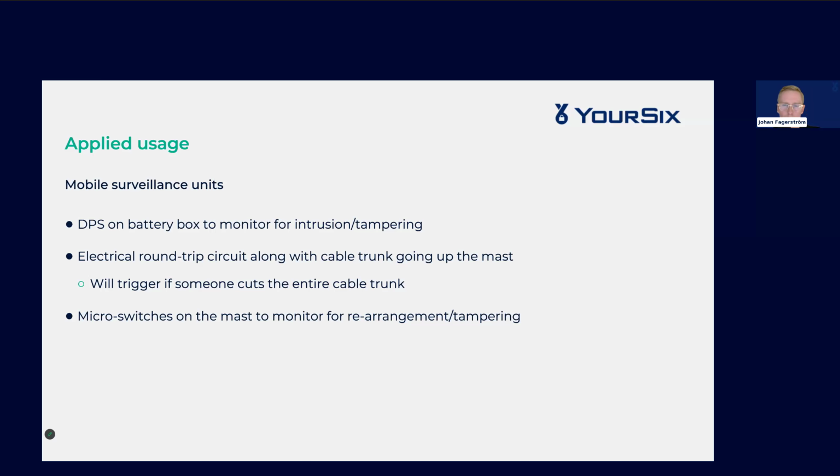Doesn't have to wait for the camera to go offline or anything like that, because that round-trip cable that goes in the cable trunk, as soon as that is cut, if you have configured the peripheral to be normally closed, now that circuit is open. So that will trigger immediately. And you can also install micro switches on the mast to monitor for rearrangement and tampering. Same statement goes for the actual solar panels and so forth.